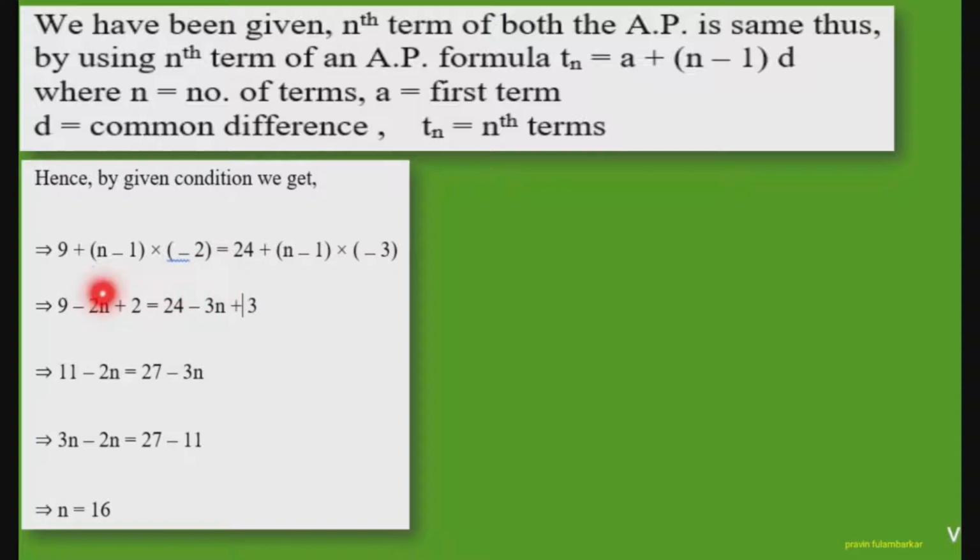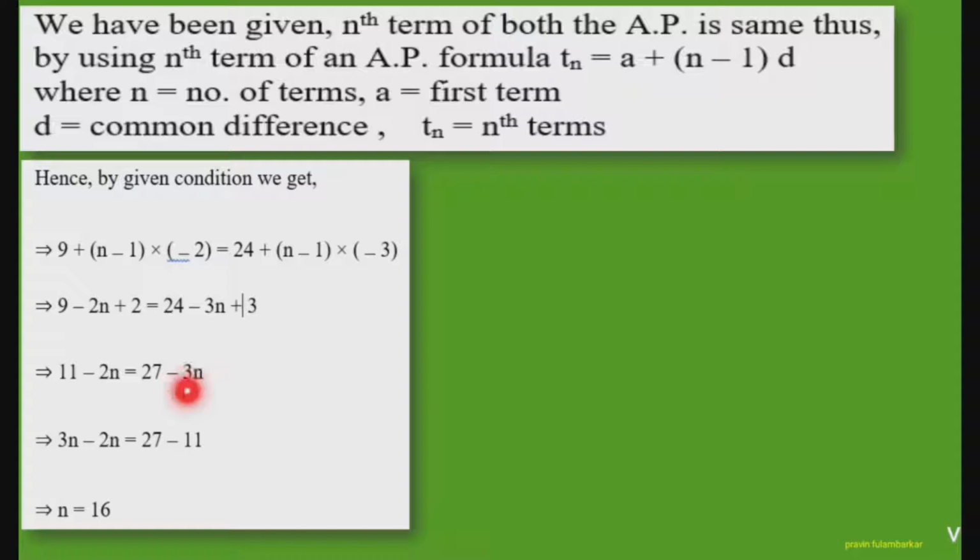So we get here, when we multiply by minus 2 to this n minus 1, we get n into minus 2 as minus 2n, minus minus gets plus, so we write here 1 into 2 as plus 2. Similarly in RHS, when we multiply by minus 3 to this bracket, we get minus 3n and minus minus gets plus, so 1 into 3 we get 3. Now we calculate the value of n first. So for that we rearrange the terms. So this 9 plus 2 we write 11 minus 2n as it is. This 24 plus 3 we write 27 minus 3n as it is.